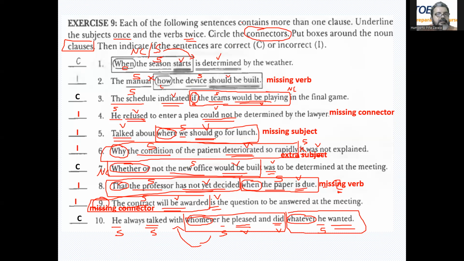Okay, so I hope this clarifies a little bit more for you how we use these noun clauses. Like I said, they can be either the subject or the object in the sentence.